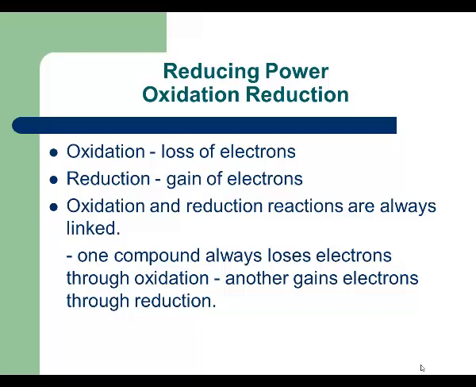Let's repeat it. Oxidation is loss of electrons. Reduction is gain of electrons. In all redox reactions, one compound always loses electrons through oxidation, and another compound gains electrons through reduction.